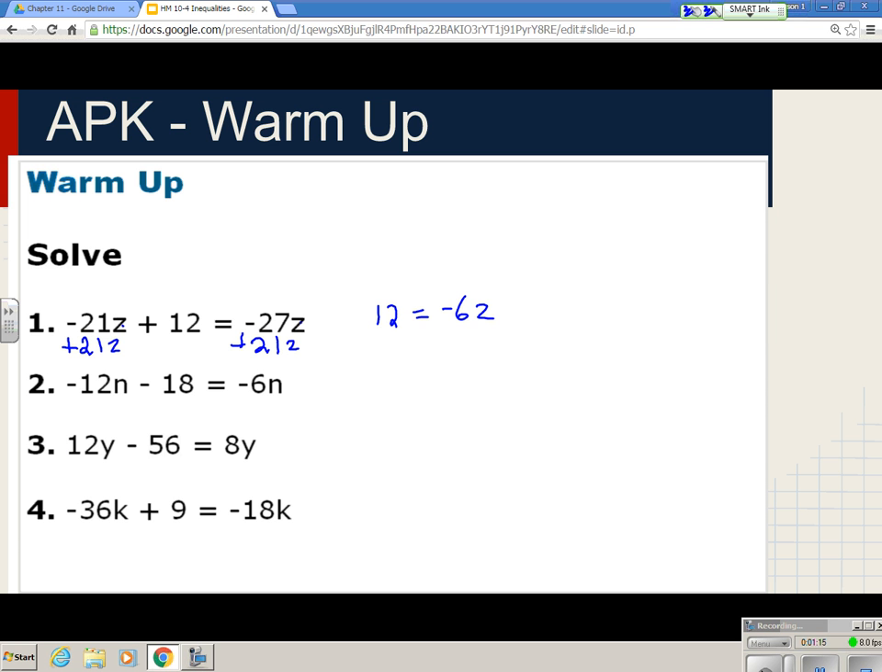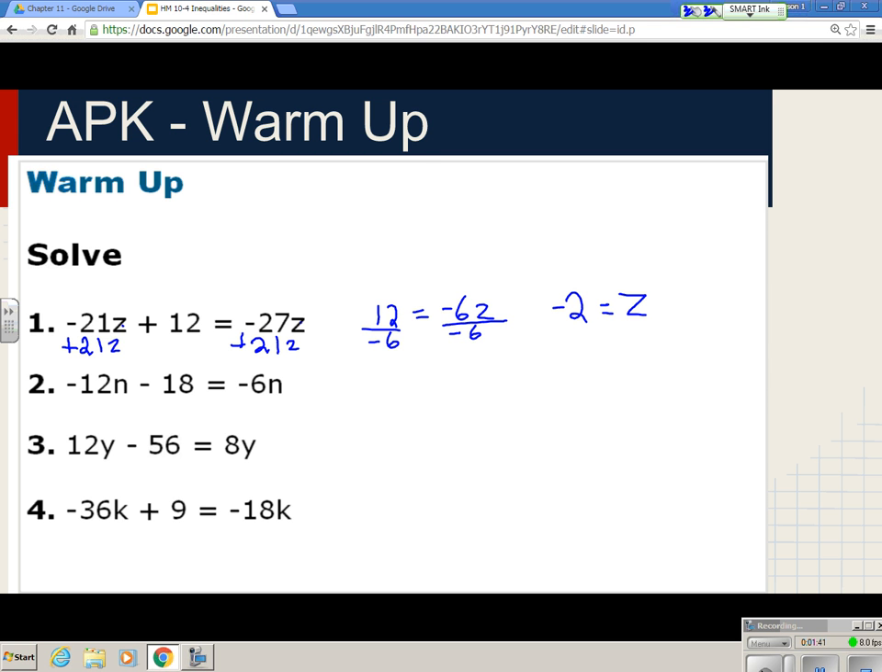Now we got to get z alone, so we have to get rid of the negative 6. So we divide, because that's the opposite of multiplying. We divide both sides by negative 6. Now we're left with z. And 6 goes into 12 twice. However, we have a positive divided by a negative, so it's negative 2. z equals negative 2, quite a doozy.